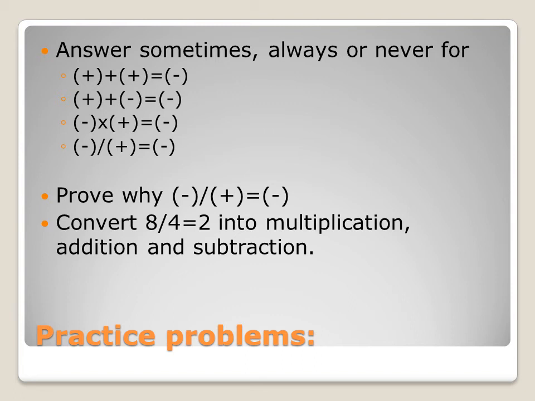Then I want you to prove, using a long line of reasoning, why negative divided by positive is always a negative. And then finally, I want you to convert 8 divided by 4 equals 2 into multiplication, addition, and then subtraction. We've done each of these problems just in this review. Now try to do each of these on your own.